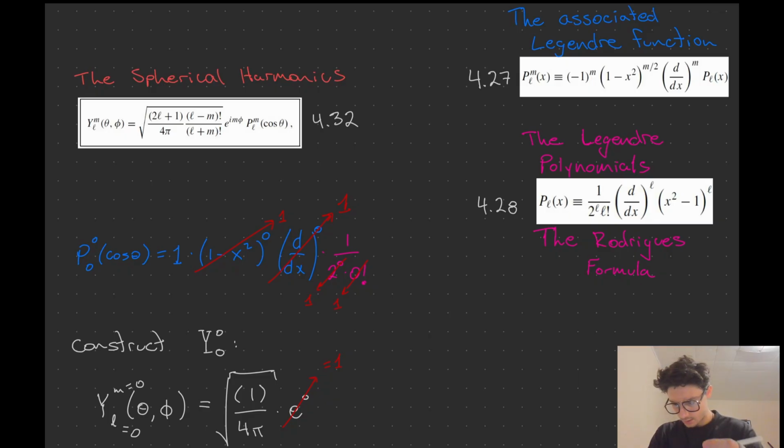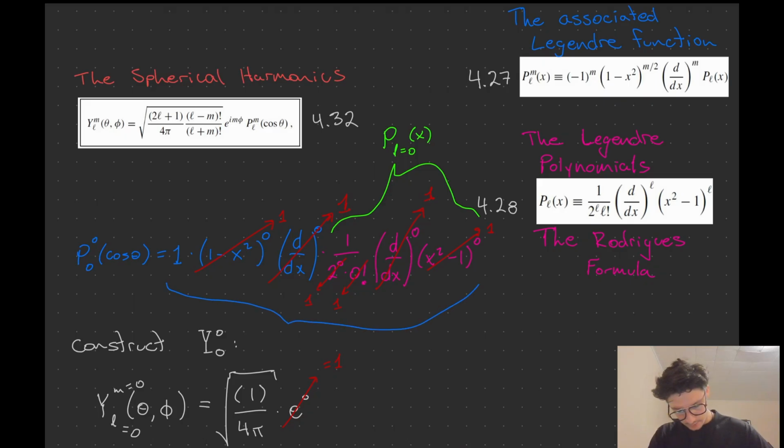Not too bad. Then we have another derivative, which I again keep in pink, d dx, and this is again 0. So this whole thing also just goes to 1. And then we have x squared minus 1 to the L, which is 0. So this whole thing again just goes to 1. Okay, so see what I did here? This entire pink part is the PL equals 0 of x. And this entire part right here is this associated Legendre function.